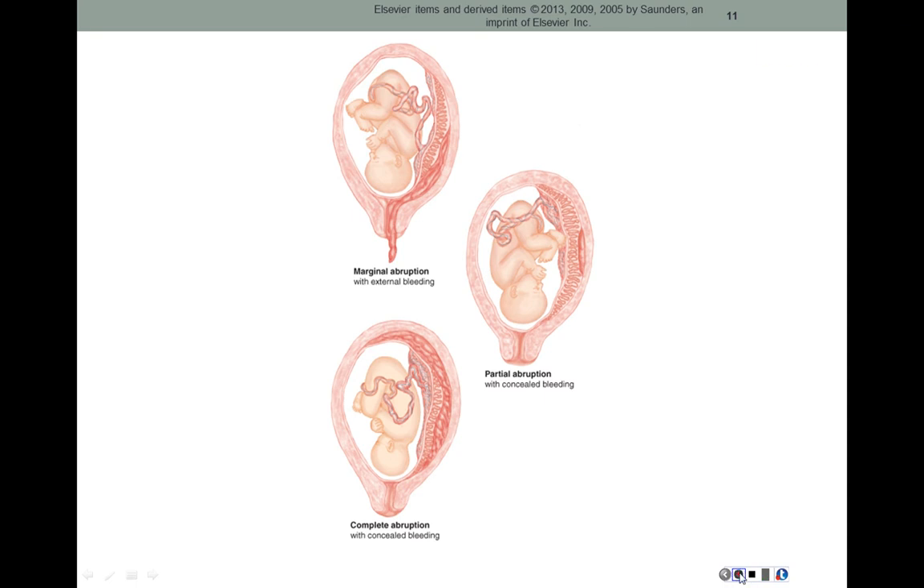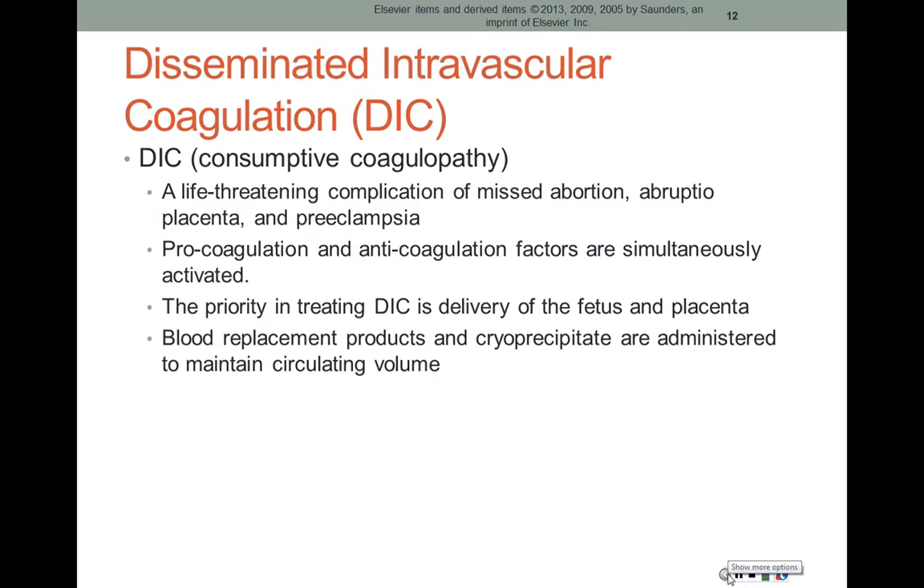Okay, the next disorder is disseminated intravascular coagulation, or DIC for short. This is a life-threatening condition in which blood clots form throughout the body's small vessels, and these blood clots can reduce or block the blood flow through the blood vessels, which can in turn damage the body's organs.